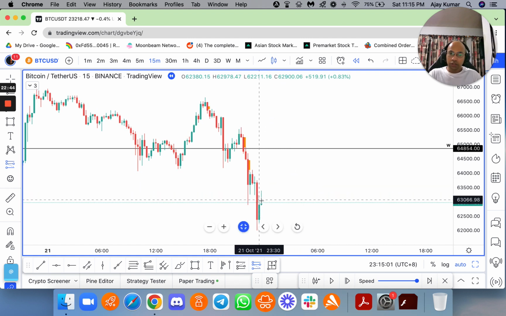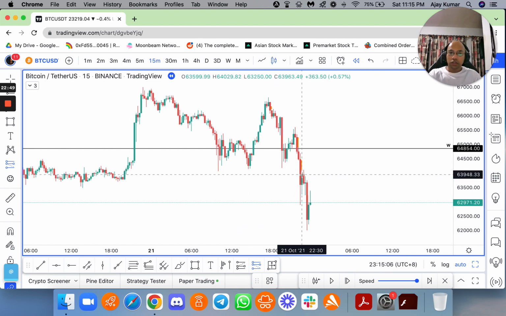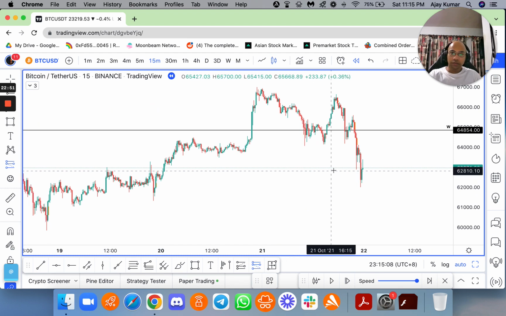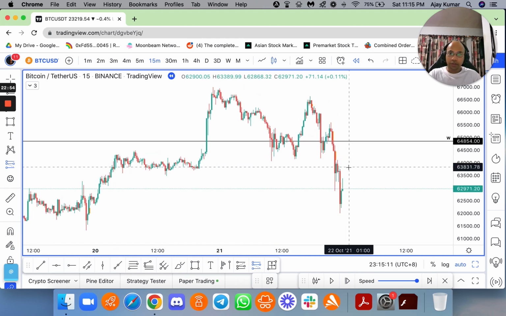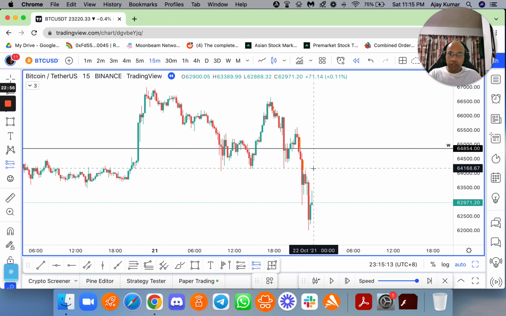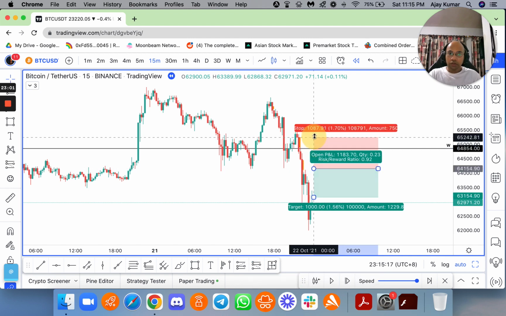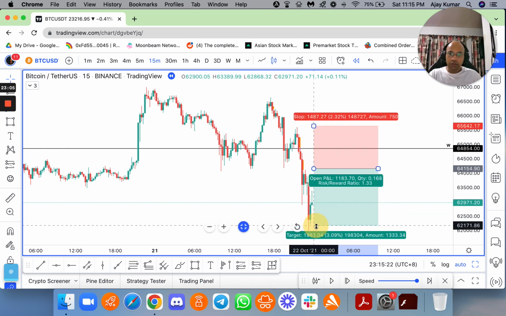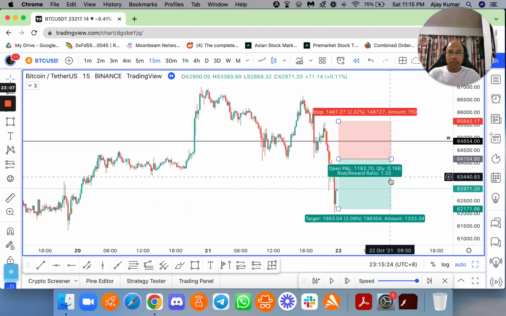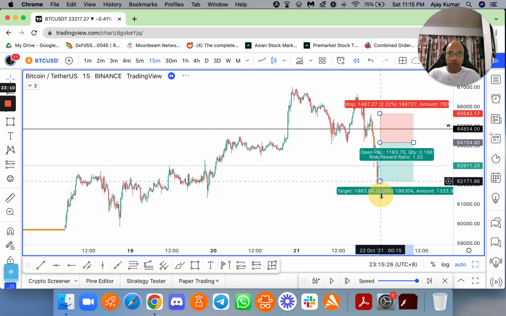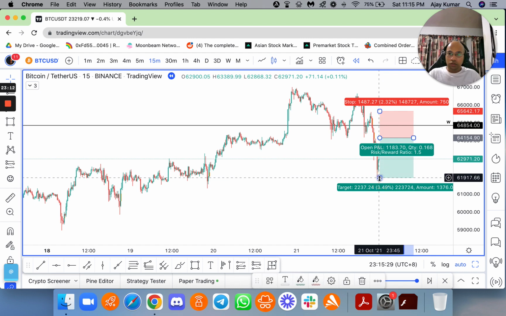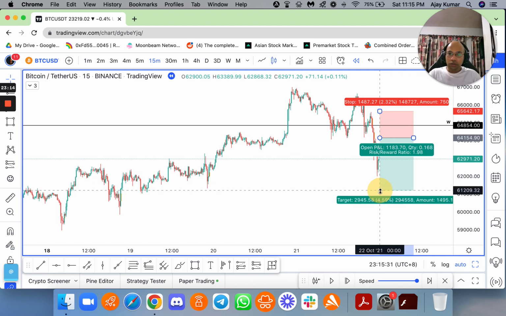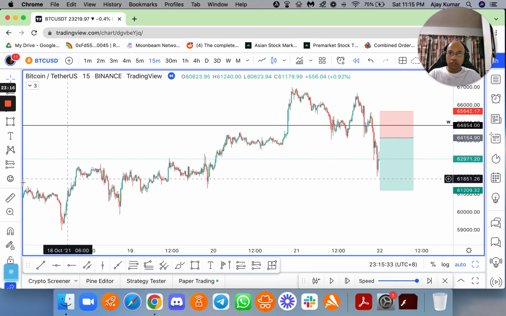Price has taken out this fair value gap. I don't know if I should enter a short here. I'm guessing there would be at least a minor reaction from this place. Very random. Okay, where do I want my targets to be? At this resistance is fine. This one.